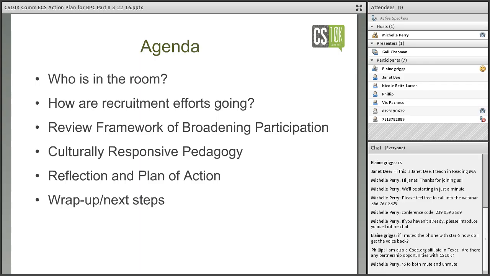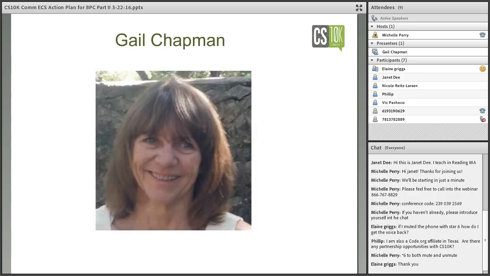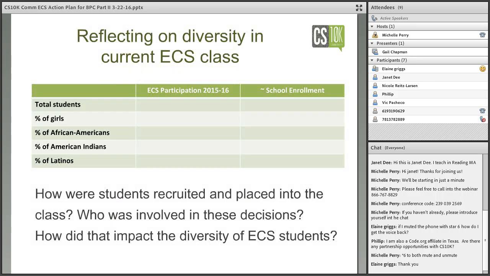And then most of our time will be spent on diving deeper into culturally responsive pedagogy and how that can be enacted in your classrooms, and what features of such pedagogy you feel most comfortable with, where you feel you might need additional work, and how we might work together to make that happen, and then reflect on a plan of action. So that's me, you know me.